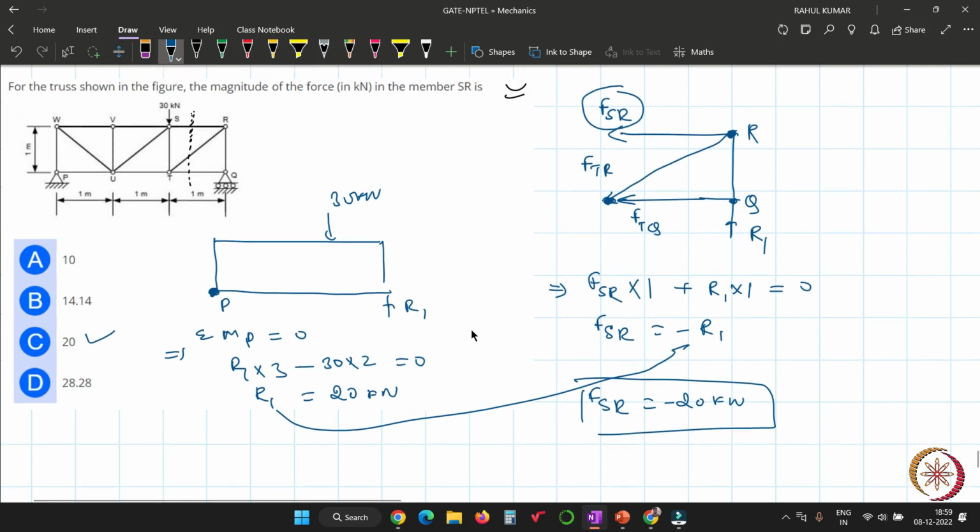Is there any doubt? Tell me. If you want to skip the method of section and forcefully apply the method of joint, then you will have trouble, because you have to find all those forces for this joint. That will be very time consuming. Any doubt? Okay, so now let's move to another question.